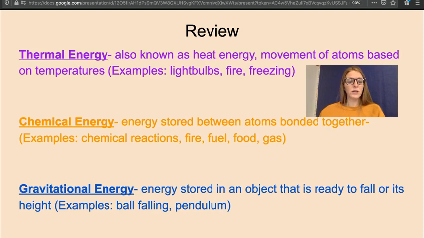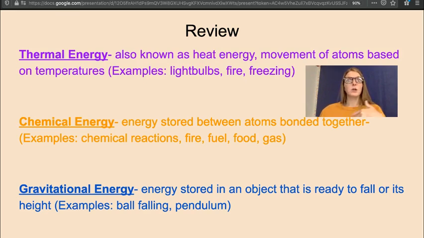And then gravitational energy is the energy that's stored in an object that's ready to fall. So if you have a ball at the top of a hill, it's going to have gravitational energy once you are pushing it down. Remember, that's that potential energy at the top. And then once it starts moving, it would be kinetic energy or mechanical energy.